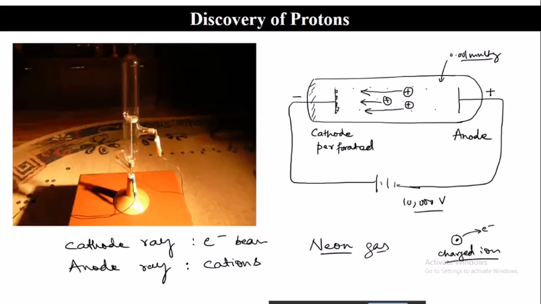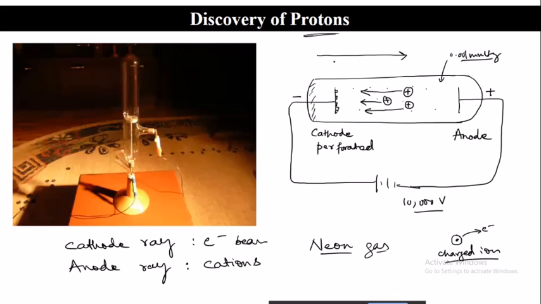The rays are passed from the cathode side. Then those rays are attracted to the anode, because this one is negative and that one is positive. Then how, in between, are positive ions formed, which are known as protons?